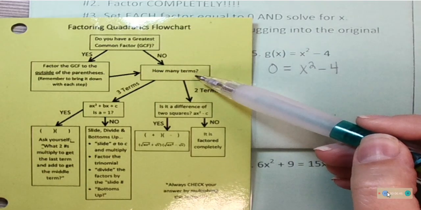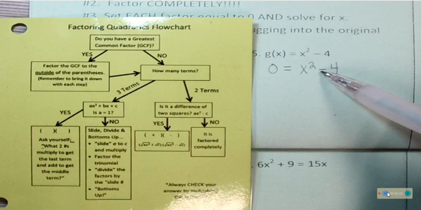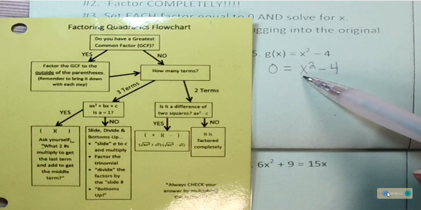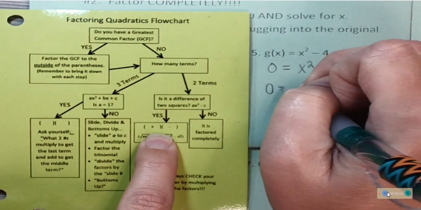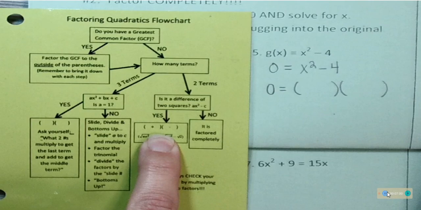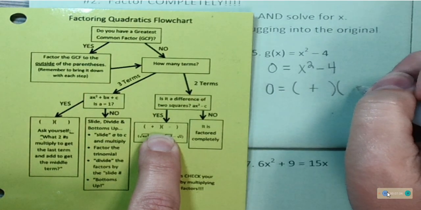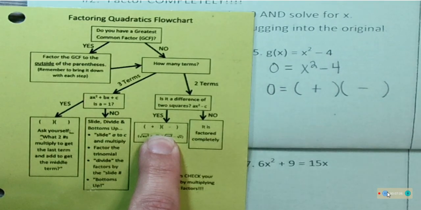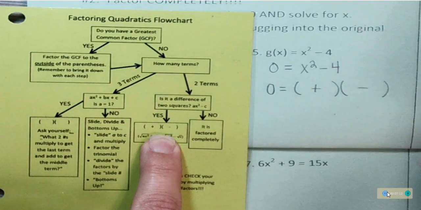No. Okay. How many terms you got? 2. Is this a difference? Yes, it's a subtraction. Of 2 perfect squares? Yes. So you bring down 0 equals. You have 2 parentheses. And what can you tell me about each of those parentheses? One has a plus and one has a minus, just like when we solved by taking the square root and we had plus minus. That's what you got here.